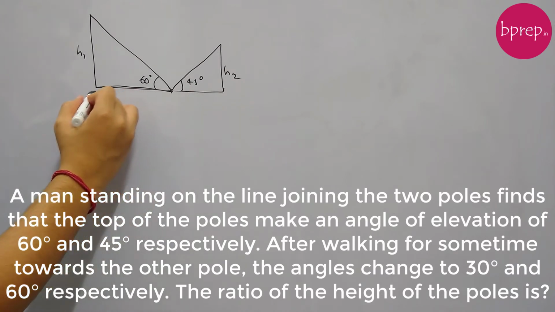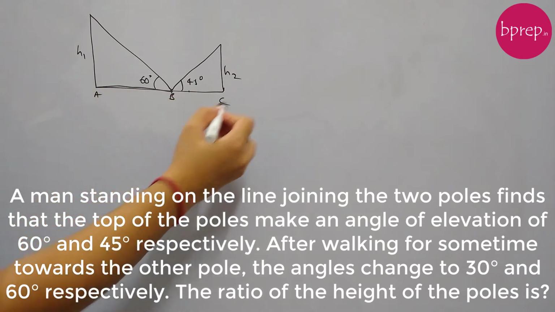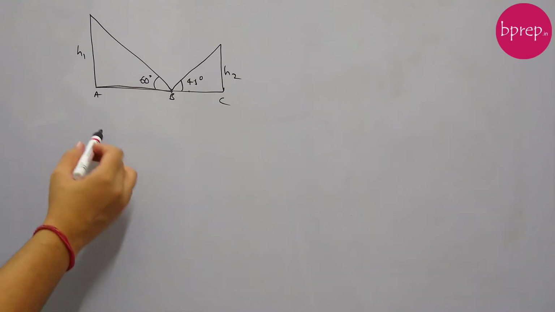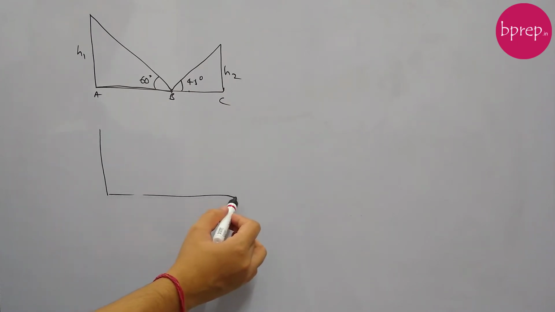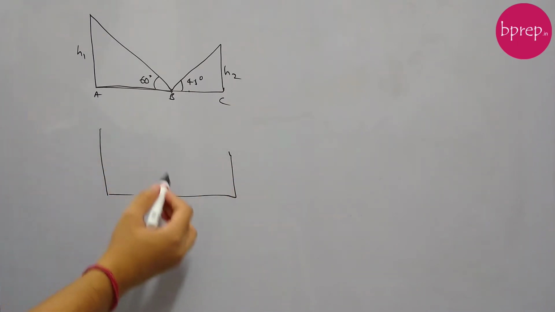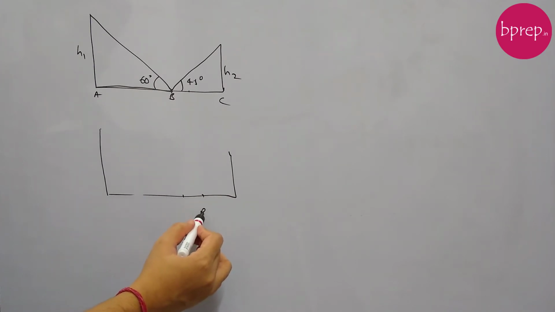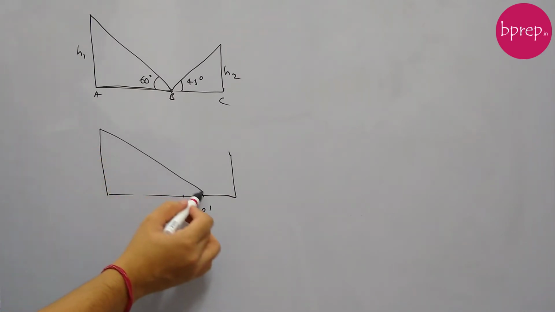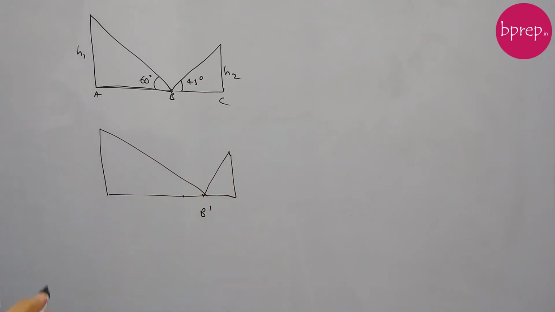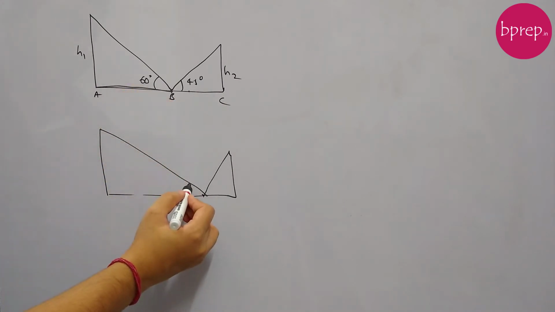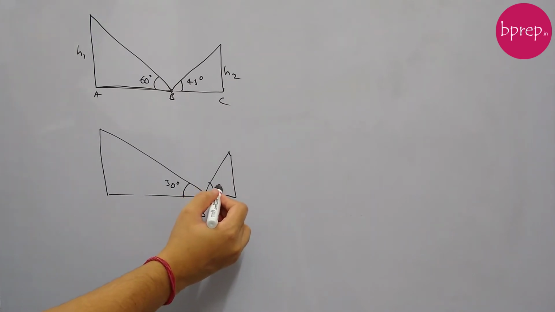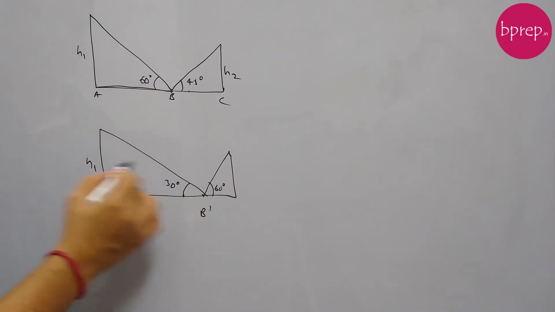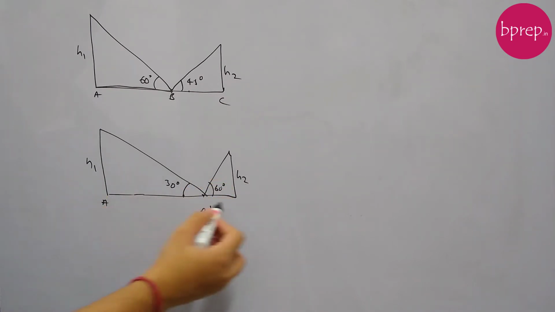So let's say this is A, B, C, and in the second case, this person is moving, so let's say this is the second case. So instead of B, now the person is at B dash. And then the question says that the angle of elevation changes from 60 degree to 30 degree, and this 45 degree is changing to 60 degree. Okay, so this is h1 and this is h2. This is A, B dash, C.